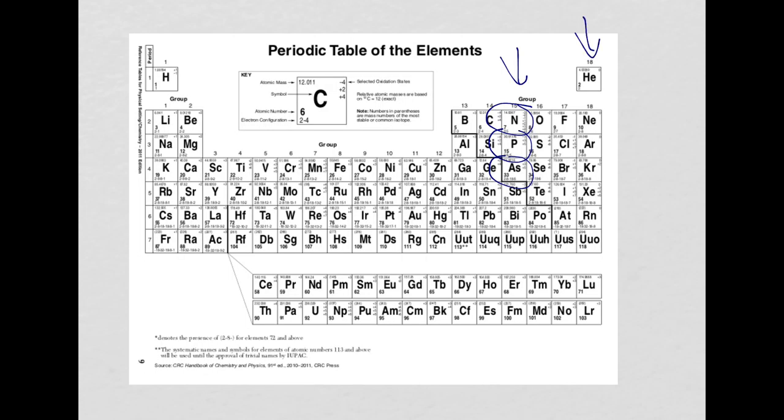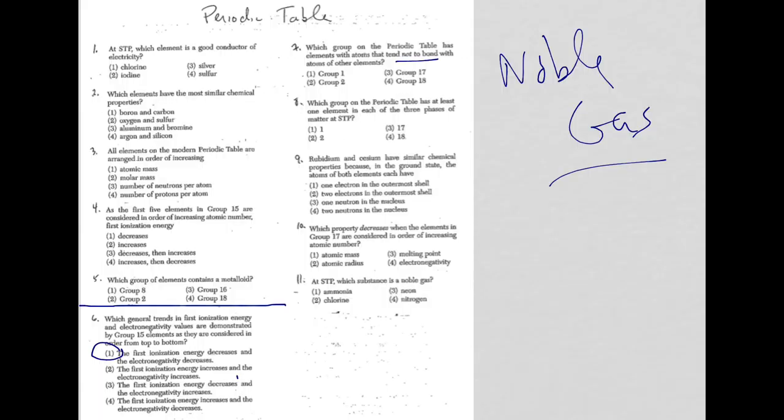Let's move on. Question 7, which group on the periodic table has elements with atoms that tend not to bond with other atoms? Well, you know noble gases are called noble because they really don't want to bond with anything, and they are in group 18. Here they are. And of course, it's the noble gases, which is choice 4.